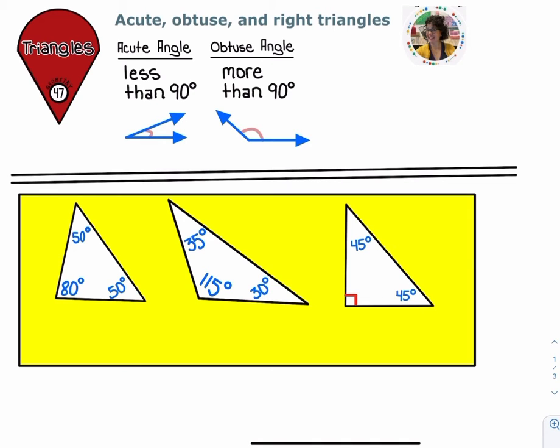Lastly, we have a right angle. A right angle is an angle that is 90 degrees. Here's an example of a right angle. Often you see a little square in the corner to indicate that it is exactly 90 degrees.